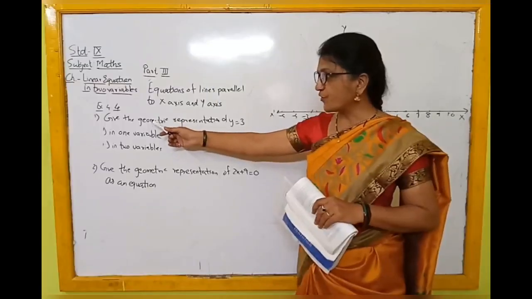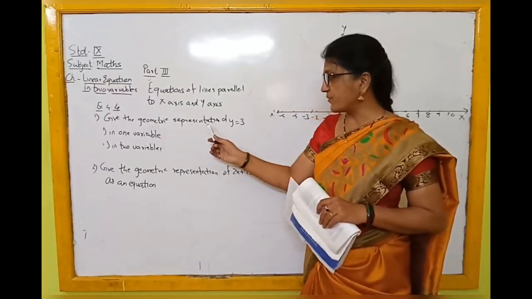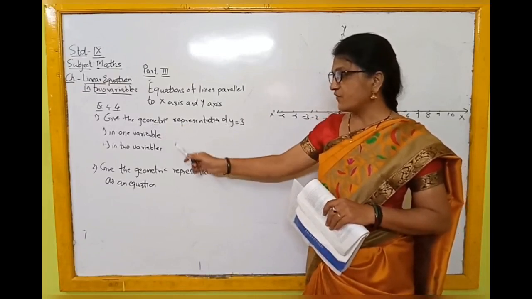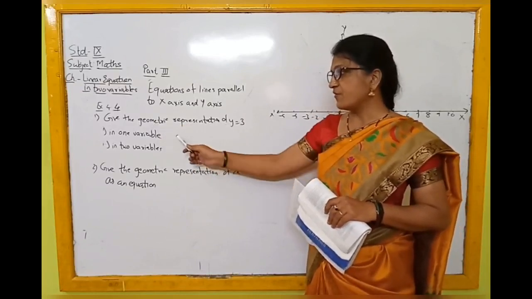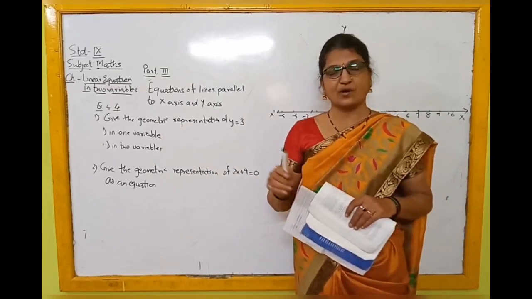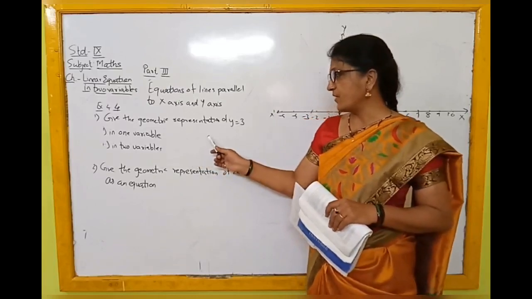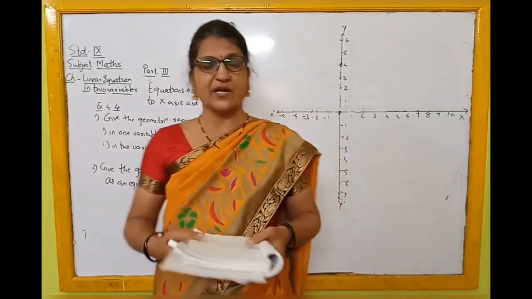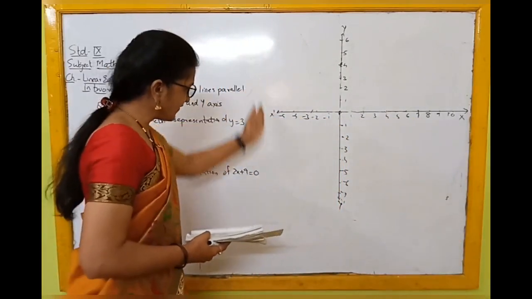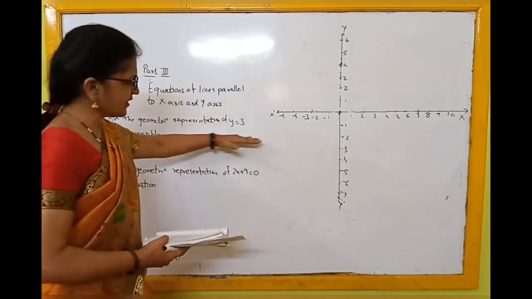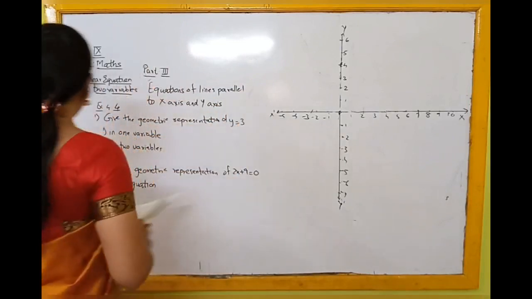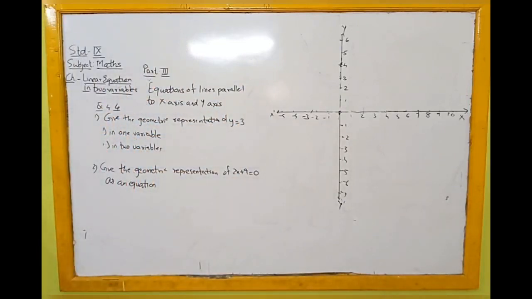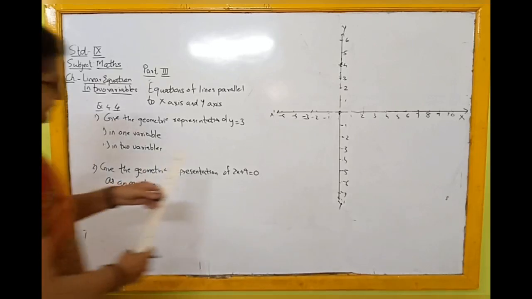Now exercise 4.4, first question. Give the geometric representation of y is equal to 3 in one variable and in two variables. In one variable, that means you have to plot the point on a number line. If y is equal to 3 is given, now y-axis is the vertical axis. Therefore we can draw it vertically, and it is better to represent it vertically.